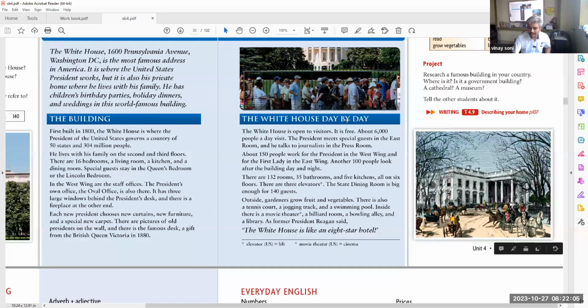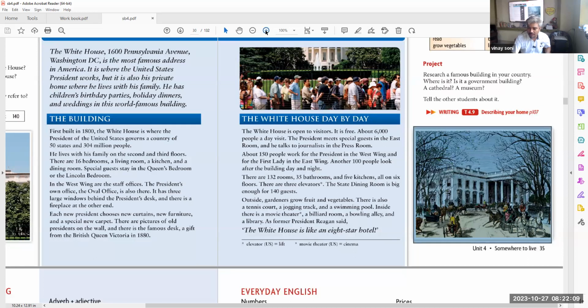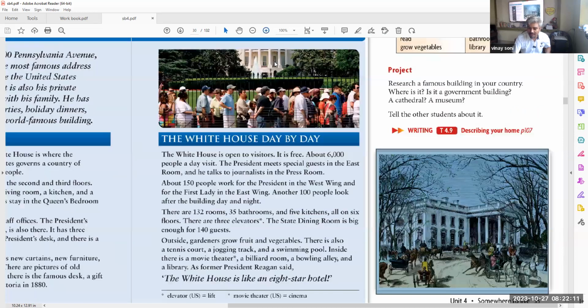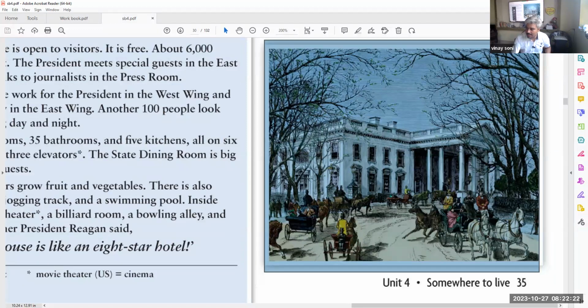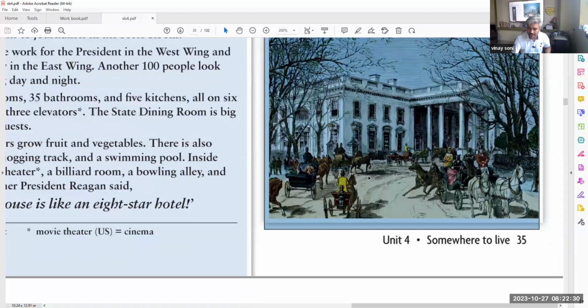Take a look at this picture. This is the White House many years ago, when they didn't have cars. Is the White House old or new? Very old, guys. Take a look. No cars. Carts, horse carts. We call them chariots. Chariots. क्या कहते हैं बेटा इसको? Chariots. Yes.